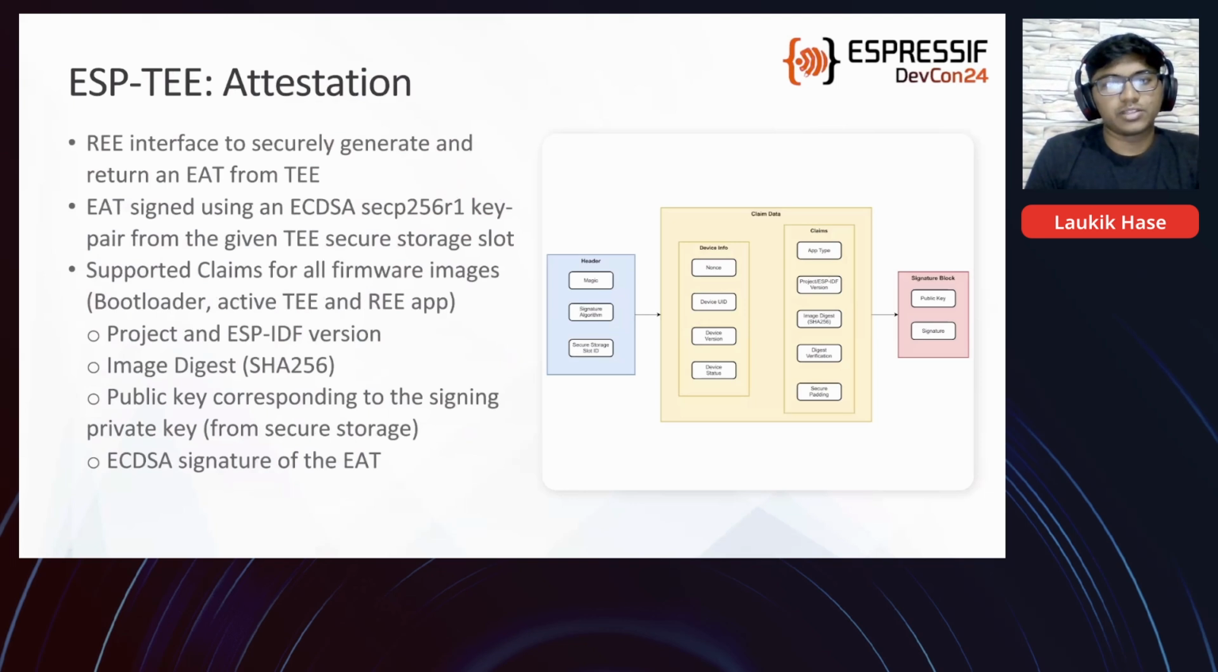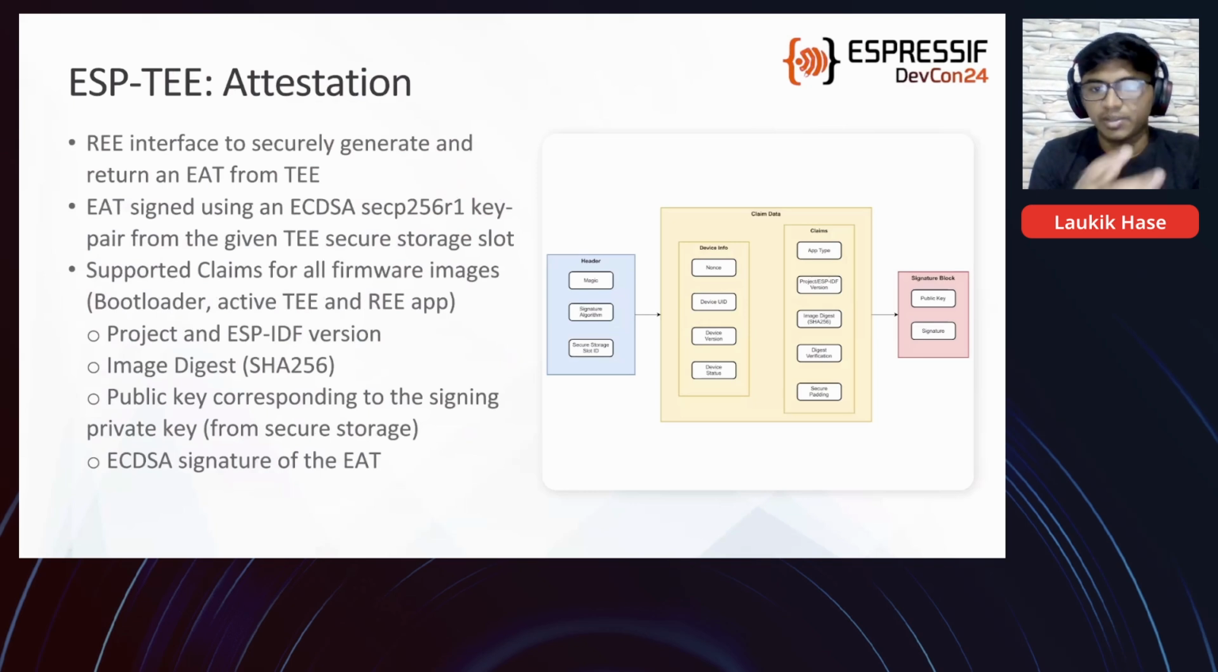The diagram on the right illustrates the information that is provided by the EAT. There are three major parts: the header, the claim data, and the signature block. The header contains the magic bytes, the signature algorithm that the token follows, and the secure storage slot ID, while the signature block consists of the public key with which the token was signed and the signature itself.